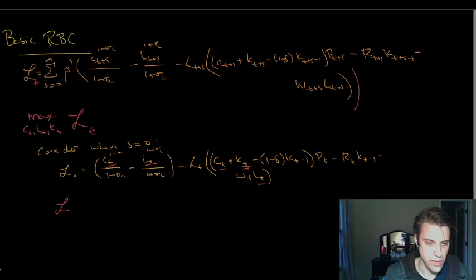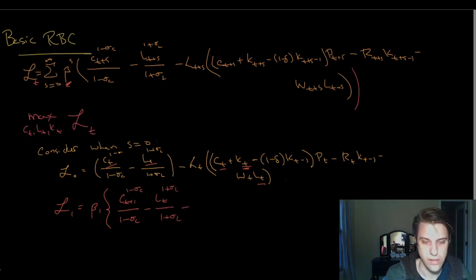Okay, so what happens when script L equals 1? First, we get a beta, because we have beta to the 1. And then we're going to have Ct plus 1 to the 1 minus sigma c over 1 minus sigma c, minus Lt plus 1 to the 1 plus sigma L over 1 plus sigma L, minus lambda t plus 1. Everything's always going to be t plus 1 now, because we're in s equals 1. Ct plus 1 plus kt plus 1 minus 1 minus delta kt, because s is 1, and t plus 1 minus 1 is just kt.